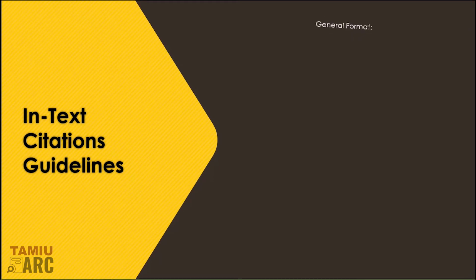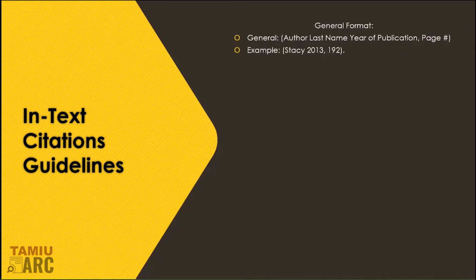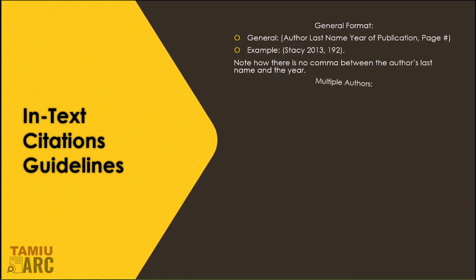The general format for in-text citations includes an author's last name, the year, and a page number if one is available. Note that there is no comma between the author's name and the year, but there is one after the year before the page number.